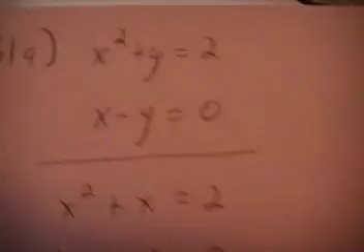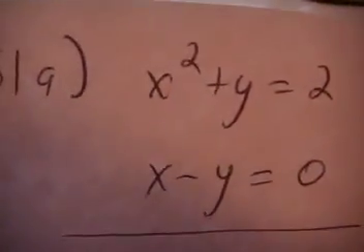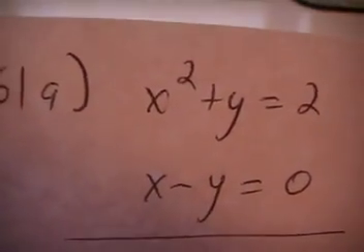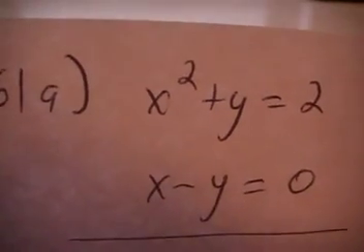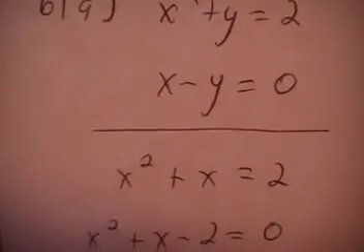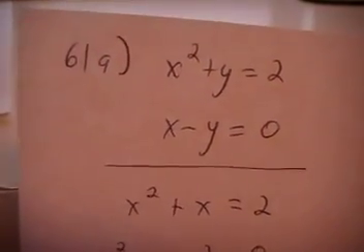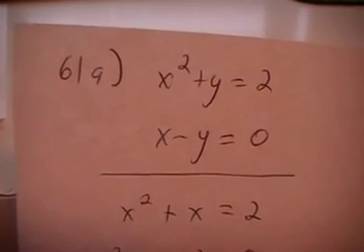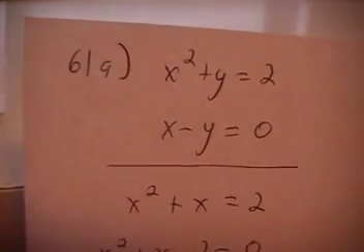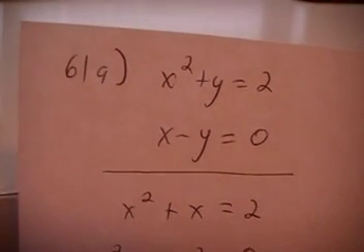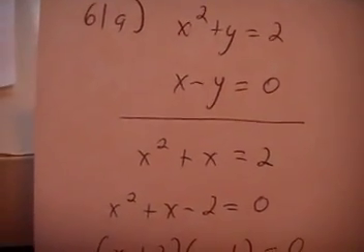And if I add these 2 equations together, the y's will cancel out. But x squared plus x doesn't combine together, so you literally get x squared plus x. And then the y's cancel, and 2 plus 0 is 2. Because you have a quadratic, you want to get one side equal to 0.